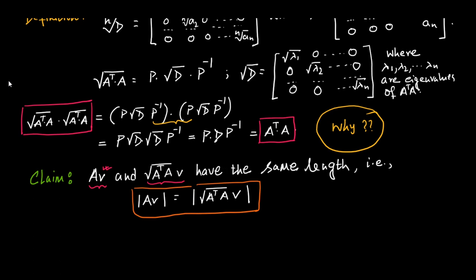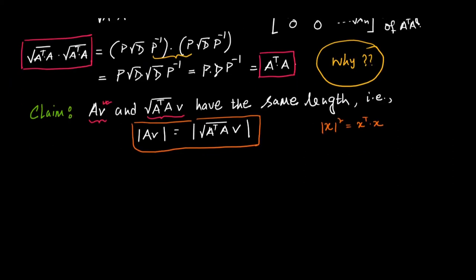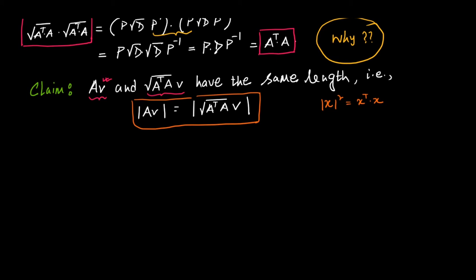You know that if X is a vector, then mod X whole square can be written as X transpose into X, with the usual matrix multiplication, where I'm considering a vector as a column matrix. So fine. Now, how can this claim be verified? Let us do some calculation to see how this can be verified. Now, mod of AV whole square, as per the definition that I told you just now, can be written as AV whole transpose into AV.